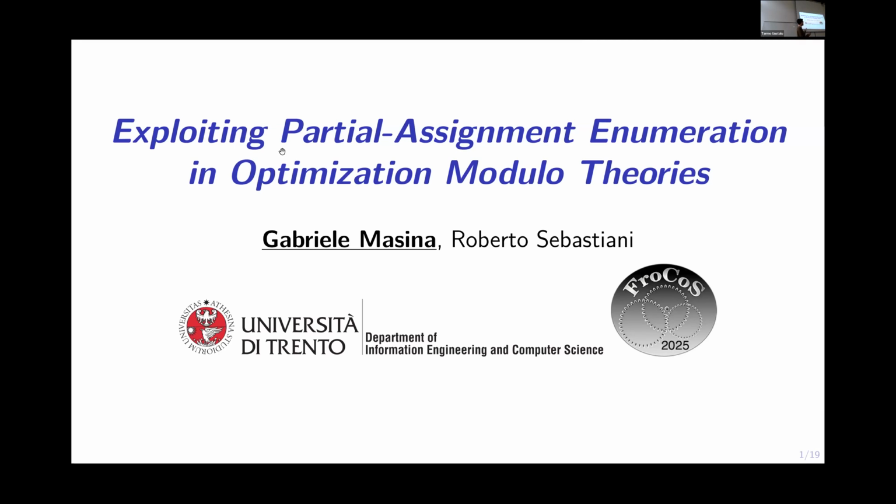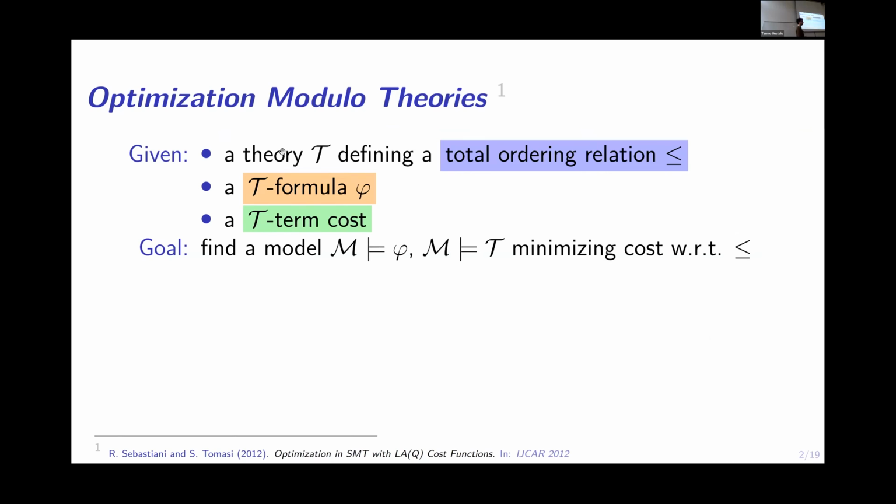As the title says, my work is about optimization modulo theories. You're probably familiar with SMT. OMT is an extension of SMT, where we require the theory to define a total ordering relation less than or equal to. The problem is given by a pair: a formula that defines the constraints, and a term that we want to optimize. The goal is to find a model of the formula and of the theory, minimizing the term cost with respect to this total ordering relation.